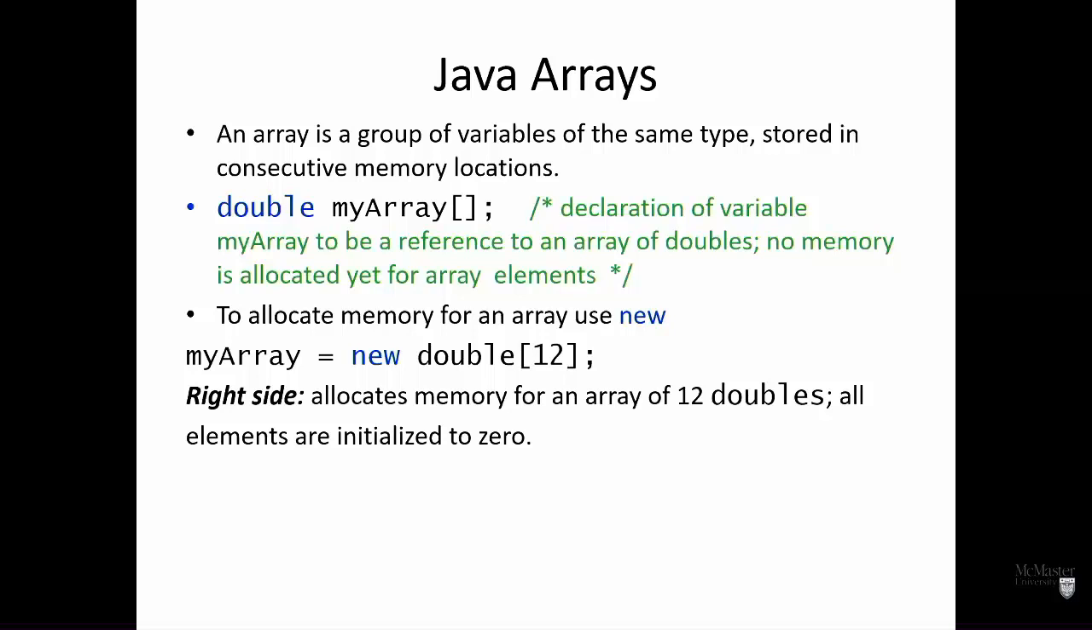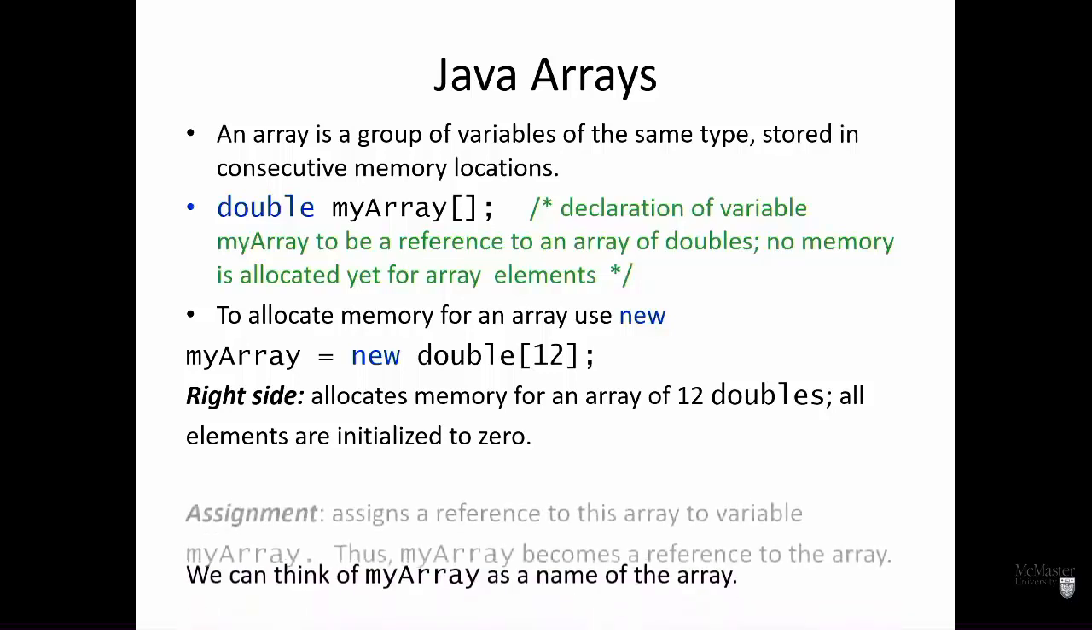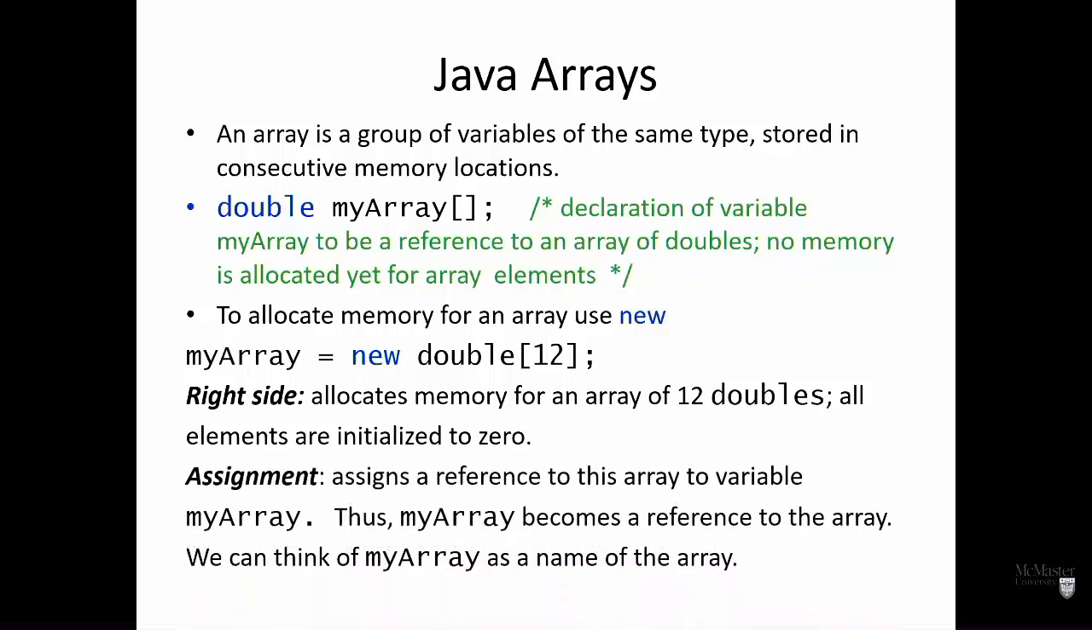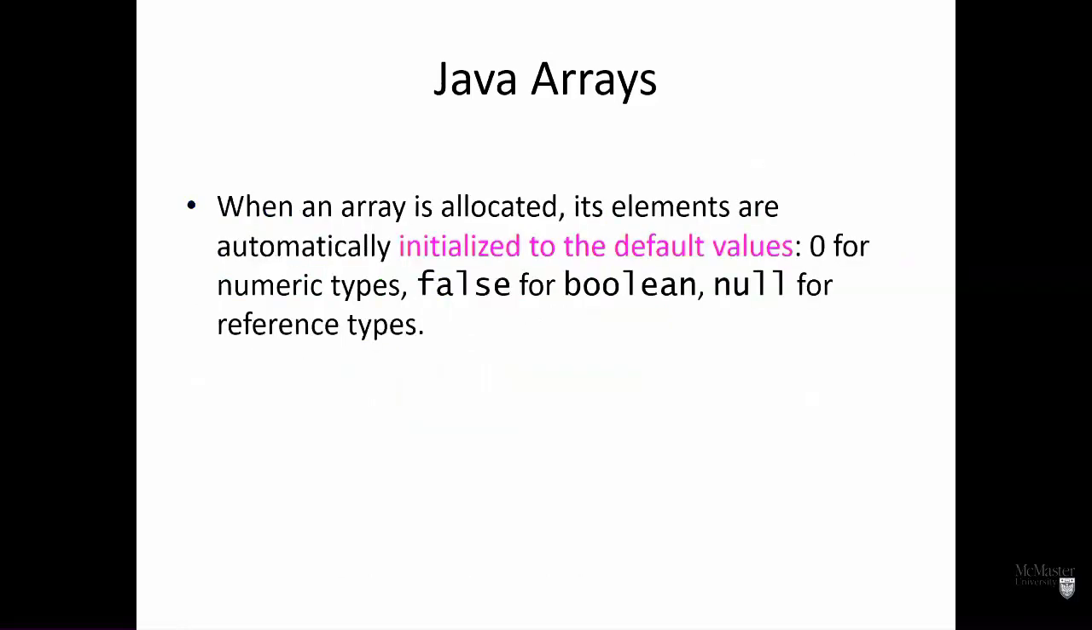Is there any question? Am I going too fast? I'm just skipping the information that we already discussed in C. If you have any question, let me know. Okay. So as I said, myArray becomes a reference to the array, to the memory location of 12 entries. Each one of them is double in memory. Okay?